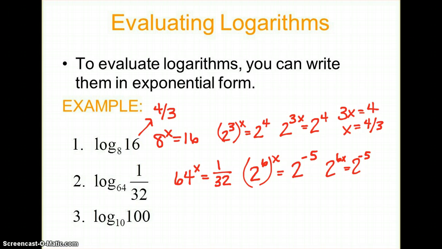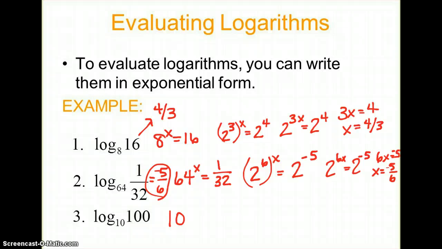So I'm going to set 6x equal to -5 and divide by 6. And I'm going to end up with -5/6. So the exponent for this one, or the answer to this logarithm, is -5/6. Now this last one, let's set it up and see what happens.